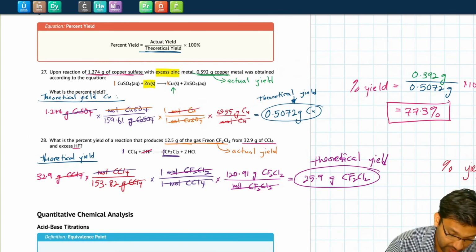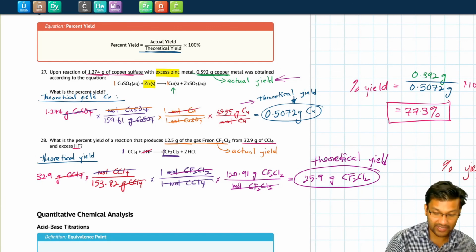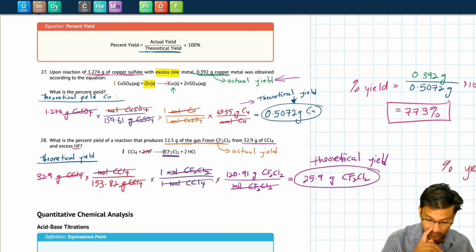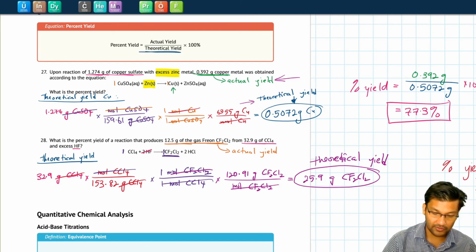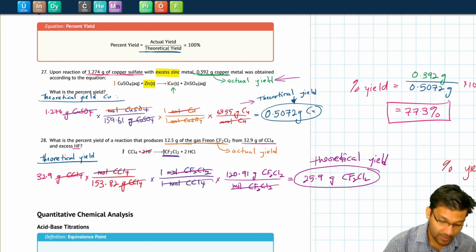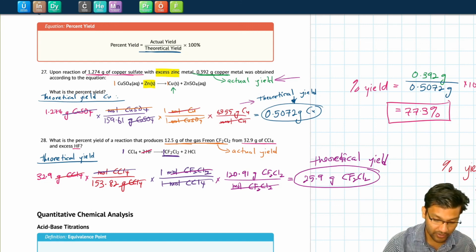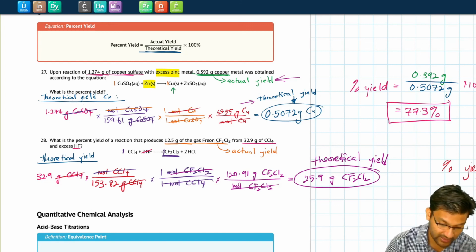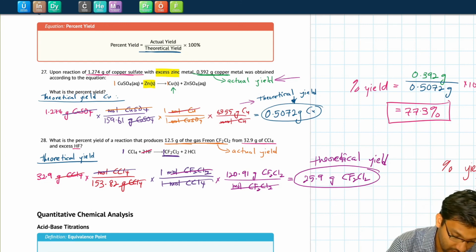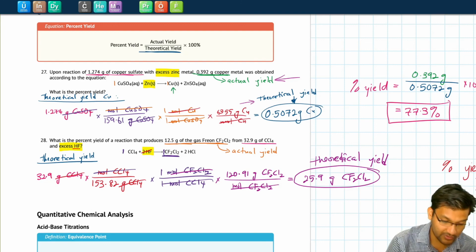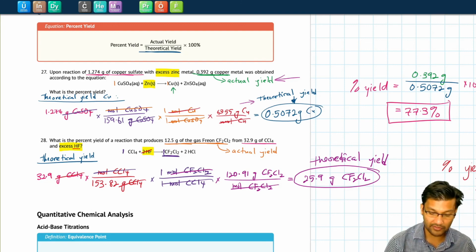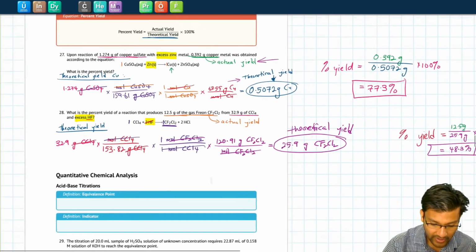We need to make sure that we have both the theoretical yield and the actual yield. In both of these examples, they give us the actual yield from the experiment, and we needed to calculate the theoretical yield, and then we use those two to calculate the percent yield. In some cases, you'll also have to figure out which one's the limiting reagent. In both of these problems, they already told you which reagent was excess, and so therefore which reagent was limiting. So we didn't have to figure out which one was limiting, so it was a little bit quicker to perform.